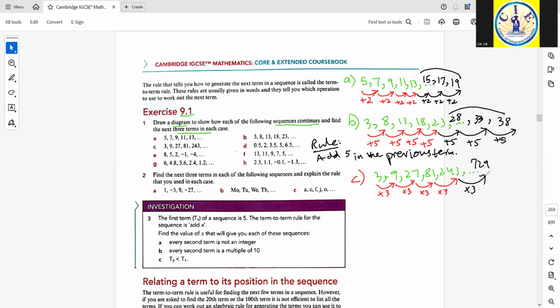729. Now again multiplying 729 by 3, we would be able to get 2187, and then further multiplying it with 3, we can get 6561. So these are the next three terms of the given sequence in part C.